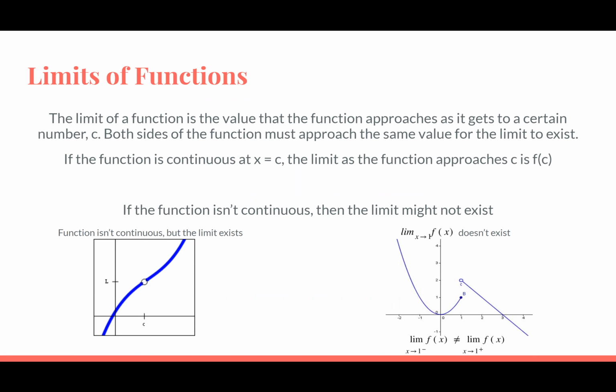If the function is continuous at x equals c, then the limit as x approaches c is f of c. If the function isn't continuous, then the limit might not exist. Here we have some examples of functions that are not continuous. In the first example, the limit exists because both sides of the function approach the same value. In the second example, the limit does not exist because both sides of the function approach different values.